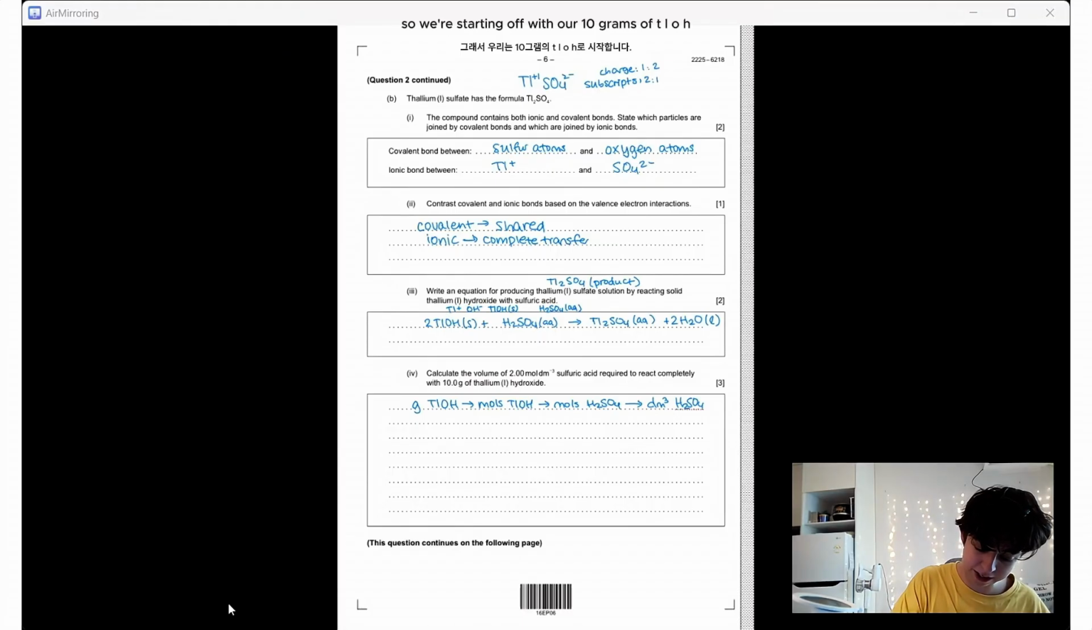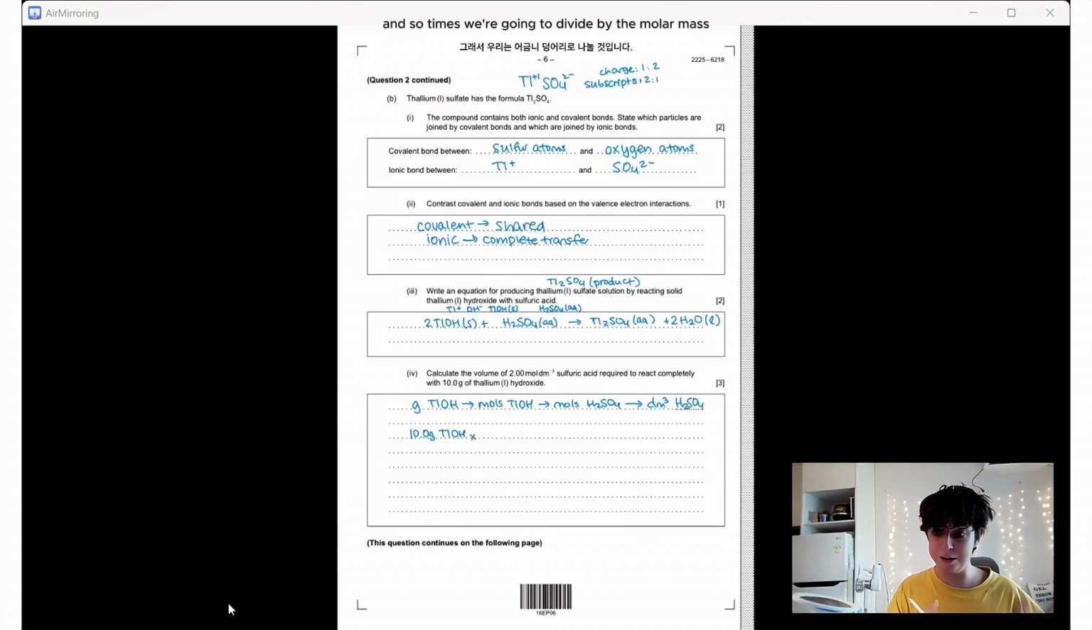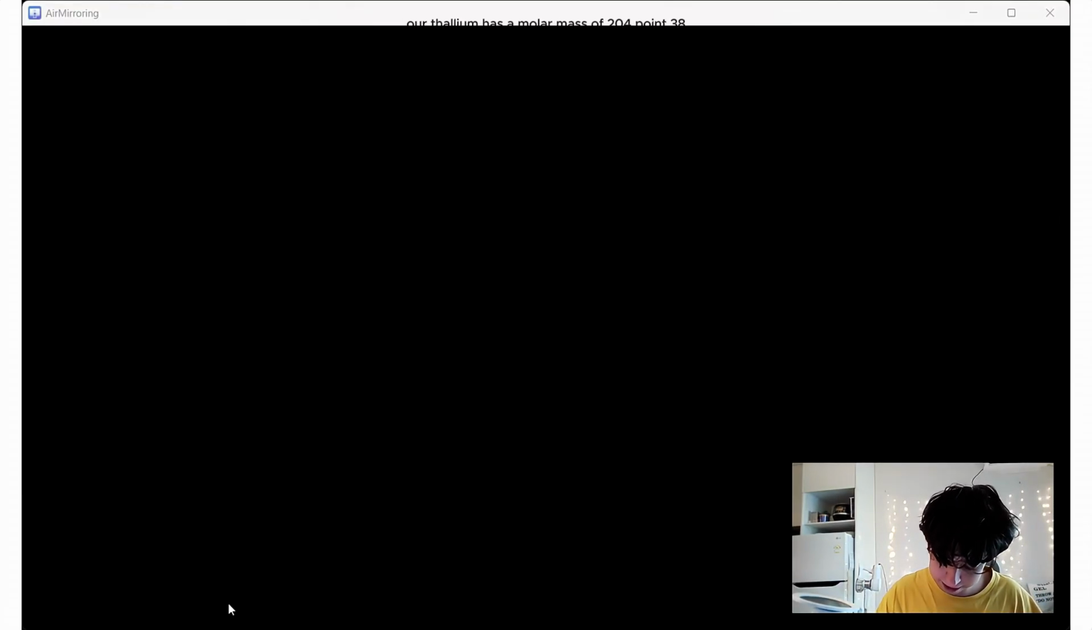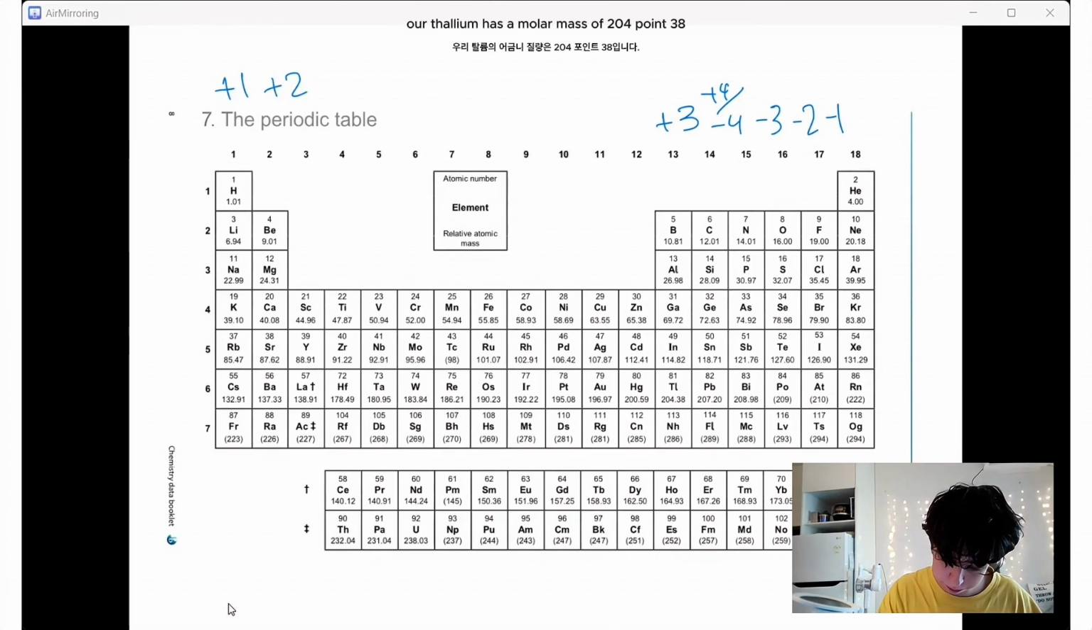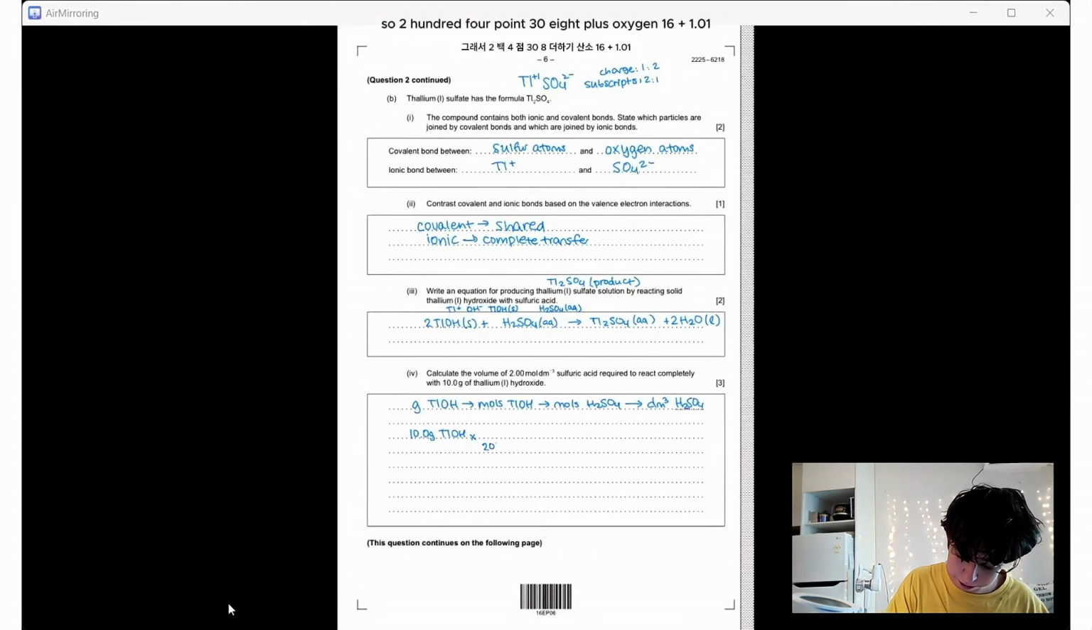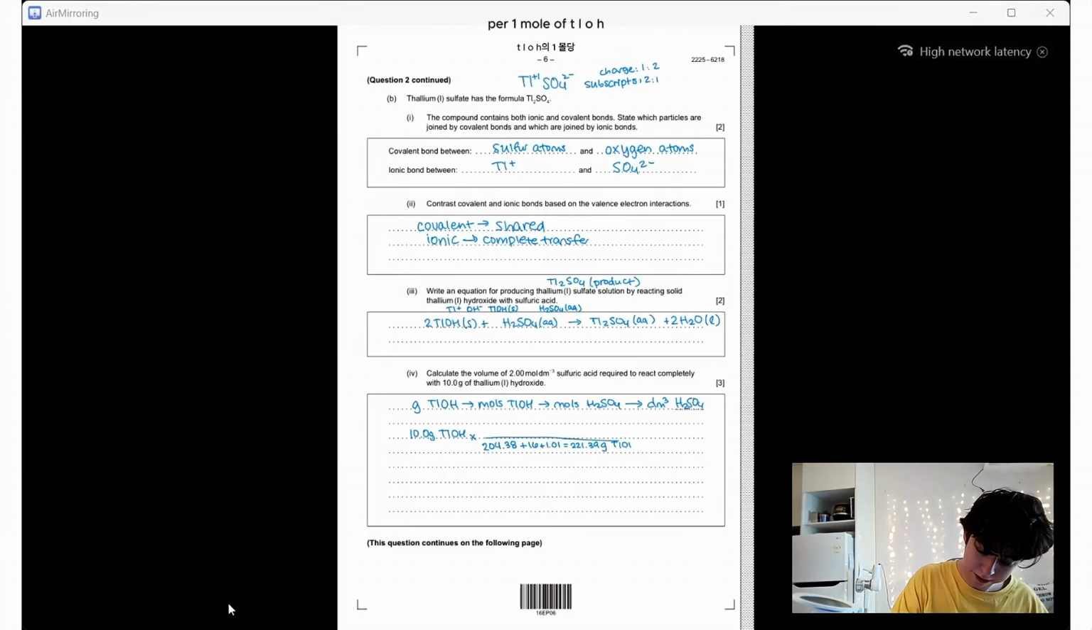So we're starting off with our 10 grams of TlOH. And so times, we're going to divide by the molar mass. Our thallium has a molar mass of 204.38. So 204.38 plus oxygen 16 plus 1.01 gives us 221.39 grams of TlOH per 1 mole of TlOH.